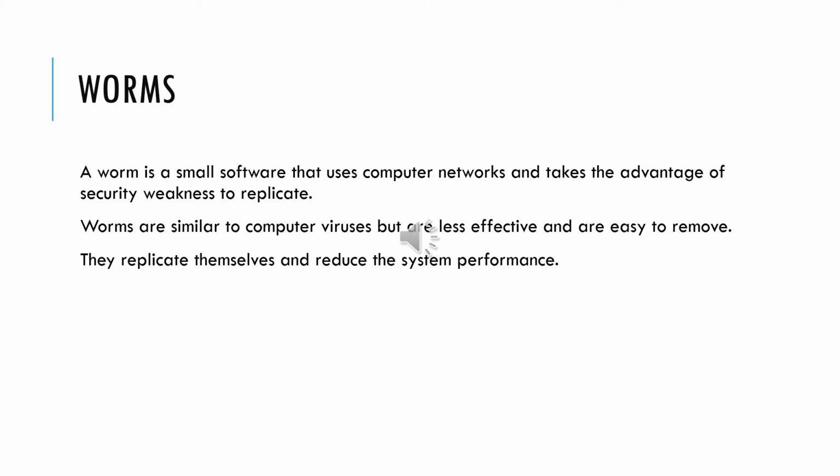Worms. A worm is a small software program that uses computer networks and takes advantage of security weaknesses to replicate. A worm sends its files through the cables that connect many computers. When the security is weak, the computer that is linked to the infected computer also gets affected. Worms are similar to computer viruses but are less effective and are easy to remove. These viruses replicate themselves and reduce the system performance.